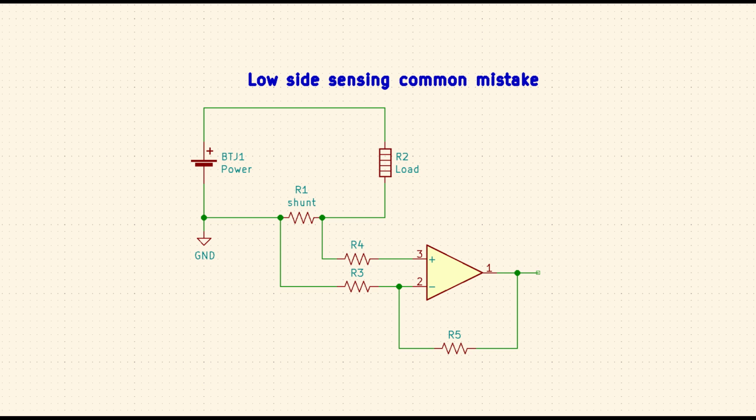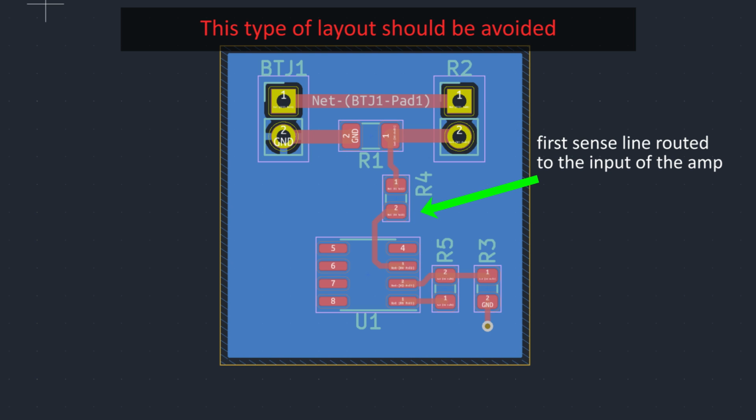First, I want to discuss a common mistake you might encounter when doing low side sensing. This example circuit uses a 2-terminal sense resistor in a low side configuration, and I've seen this a lot. People will route the first sense line up to the amplifier input, and for the second sense line, instead of routing a separate sense line up to the input of the amplifier, they just connect that amp input with any ground track on the PCB, whichever is closer and convenient to route.